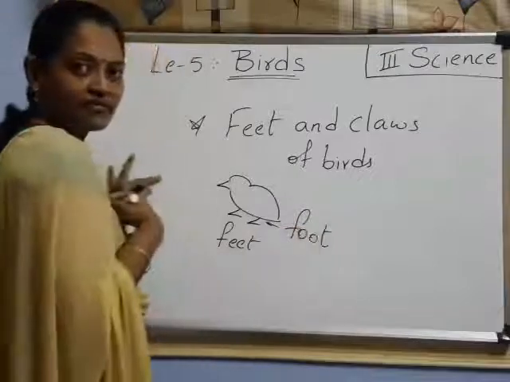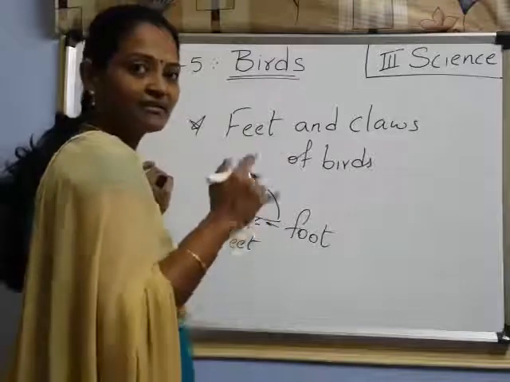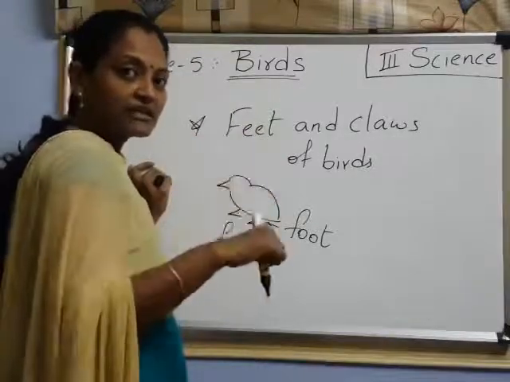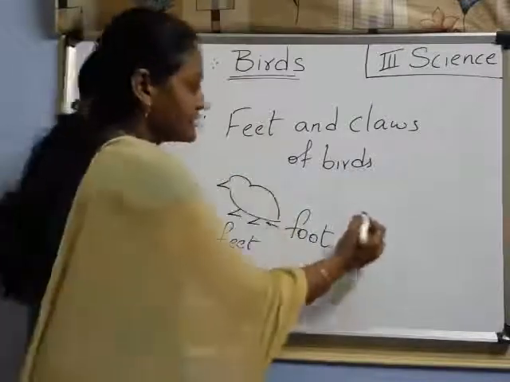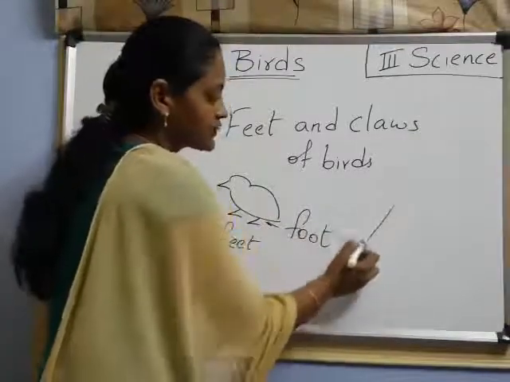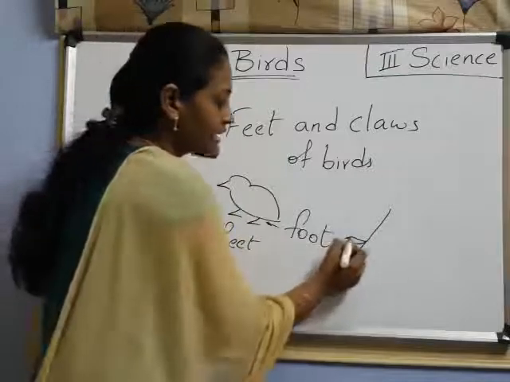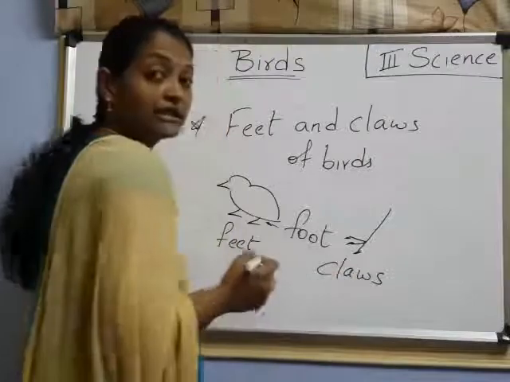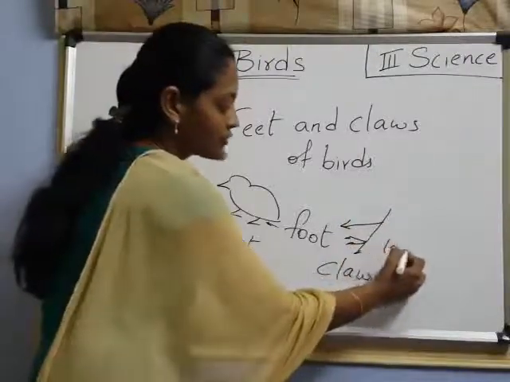For us also there is a foot, right? For the leg we have a foot. So what does the foot have? Toes, right? We have toes like fingers for the hand. For the leg we have a foot. The foot has toes. Like that, birds also have a foot with toes. Understood? Toes have sharp things, those are called claws. What do we call them? Claws. This is the foot and these are the toes.